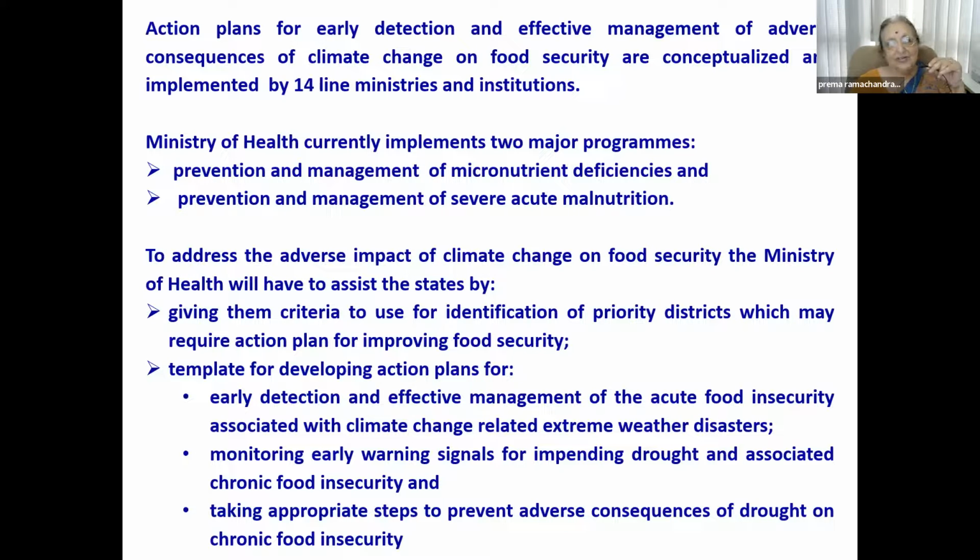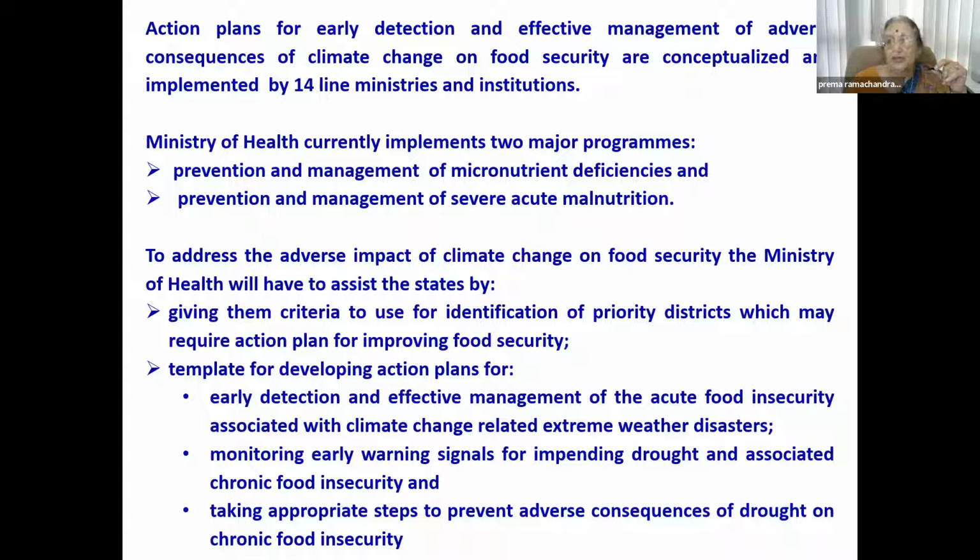Action plans for early detection and effective management of adverse consequences of climate change on food and nutrition security are implemented by 14 line ministries and institutions. Currently, the Ministry of Health implements only 2 major programs. One is prevention and management of micronutrient deficiency, and the other is prevention and management of severe acute malnutrition. But they can play a major role in addressing the adverse impact of climate change by assisting the states, giving them the criteria for identification of priority districts which may require advanced action for improving food security.